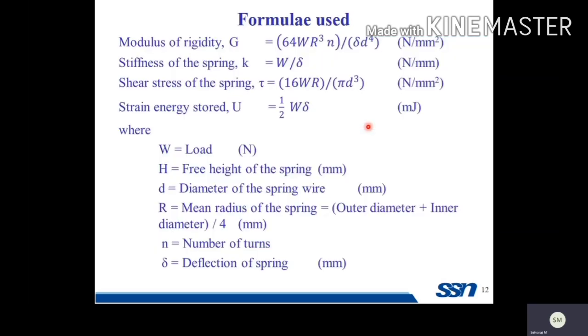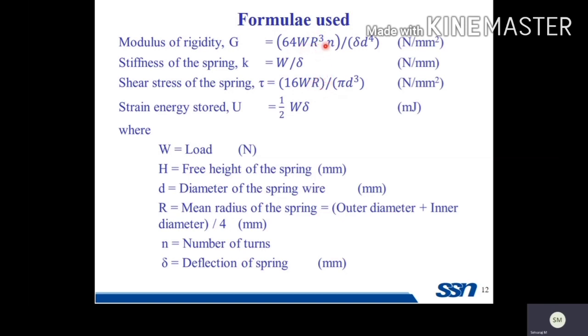We have expressions for these. This is the equation for modulus of rigidity. How the equation is derived, you have already seen in the theory. Delta is equal to 64 W R cube N divided by G d power 4. If you take G to the left side, you will get the equation like this. Similarly, the stiffness of the spring is W by delta, and the shear stress equation can also be written in terms of radius.